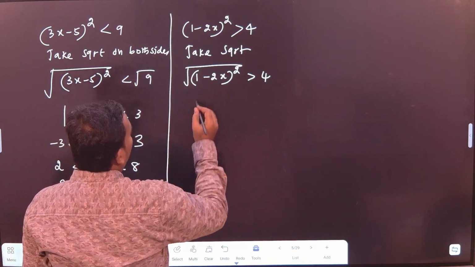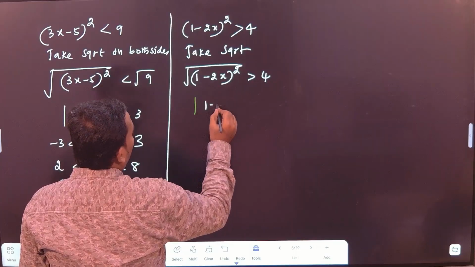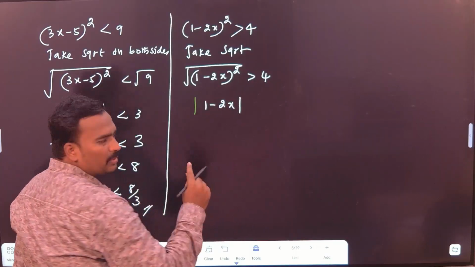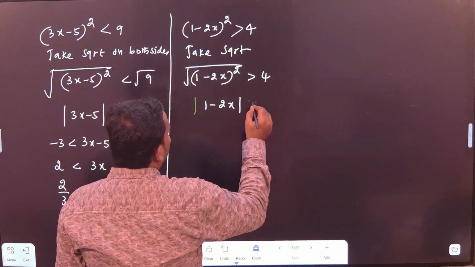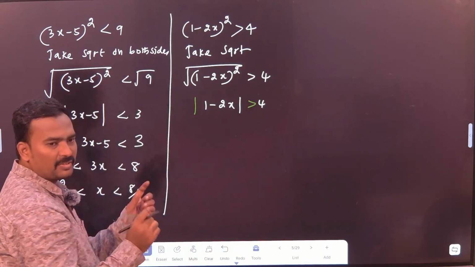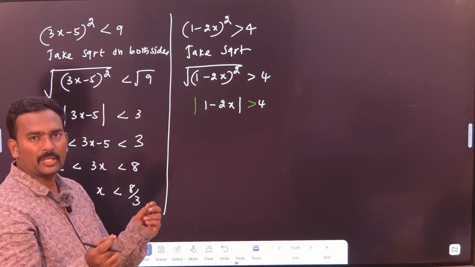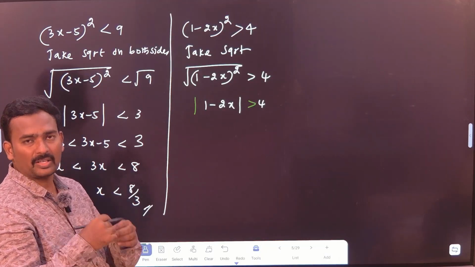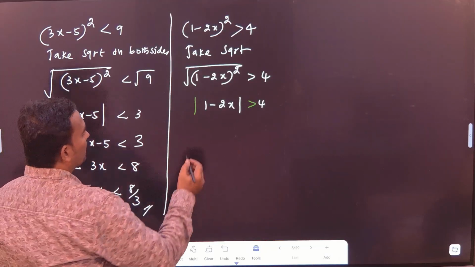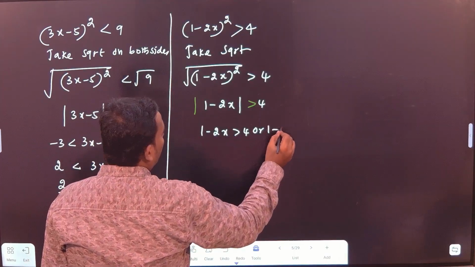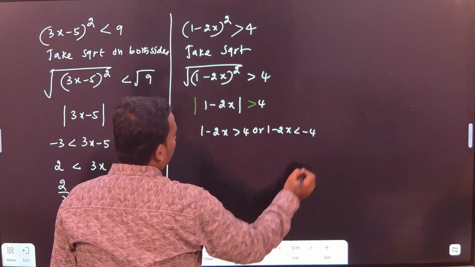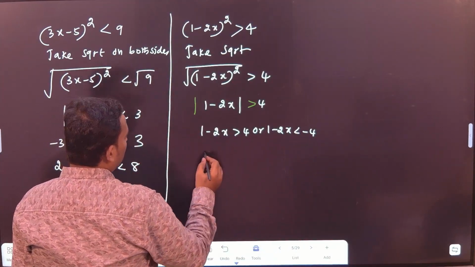Okay. So now you can write mod 1 minus 2x. You know that square root of x square is mod x, right? So mod (1 minus 2x) is greater than 4. Now you can use the definition. Mod x greater than 4 means what? x should be more than 4 or x should be less than minus 4, right? So therefore 1 minus 2x is greater than 4 or 1 minus 2x is less than minus 4. So you can solve this one.